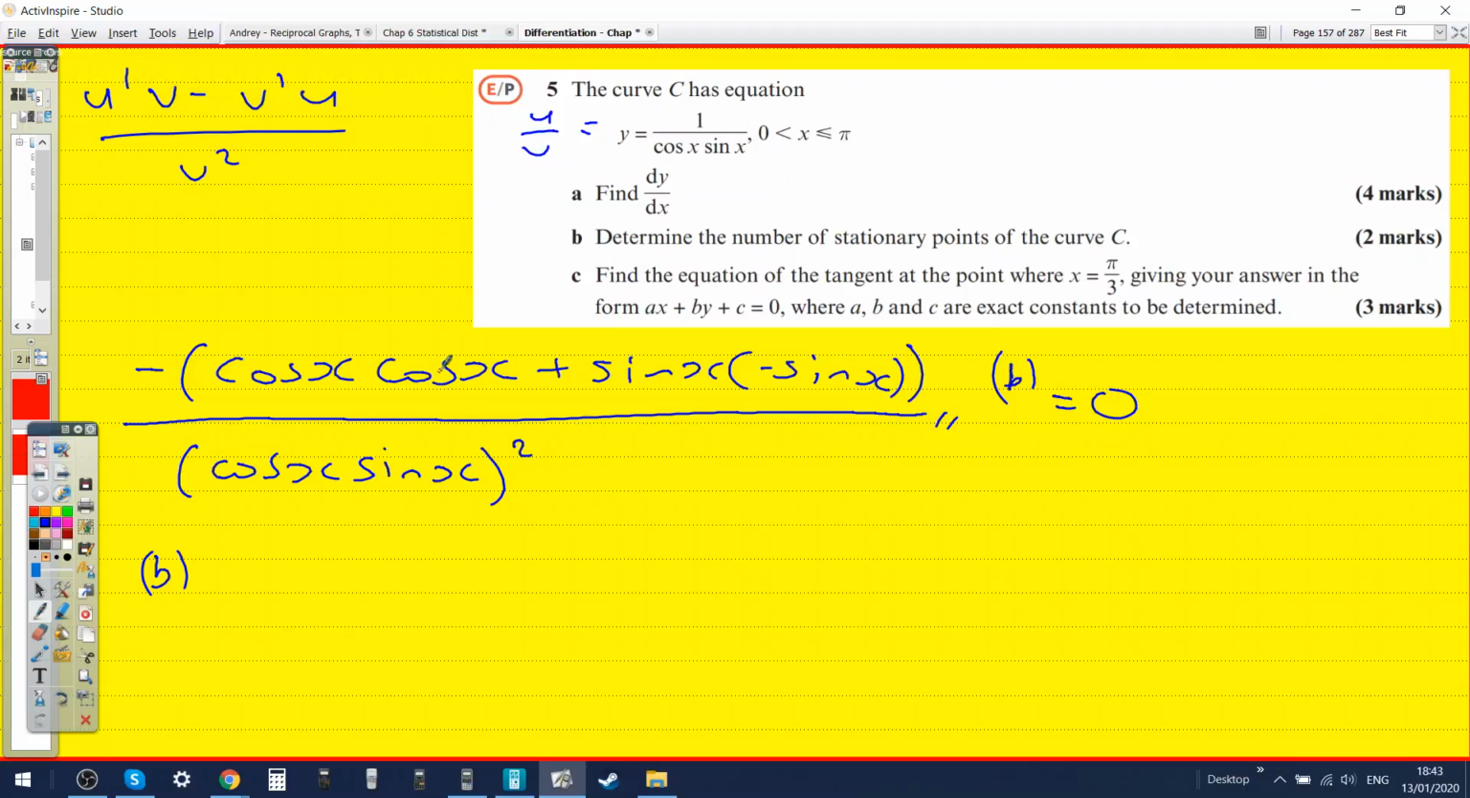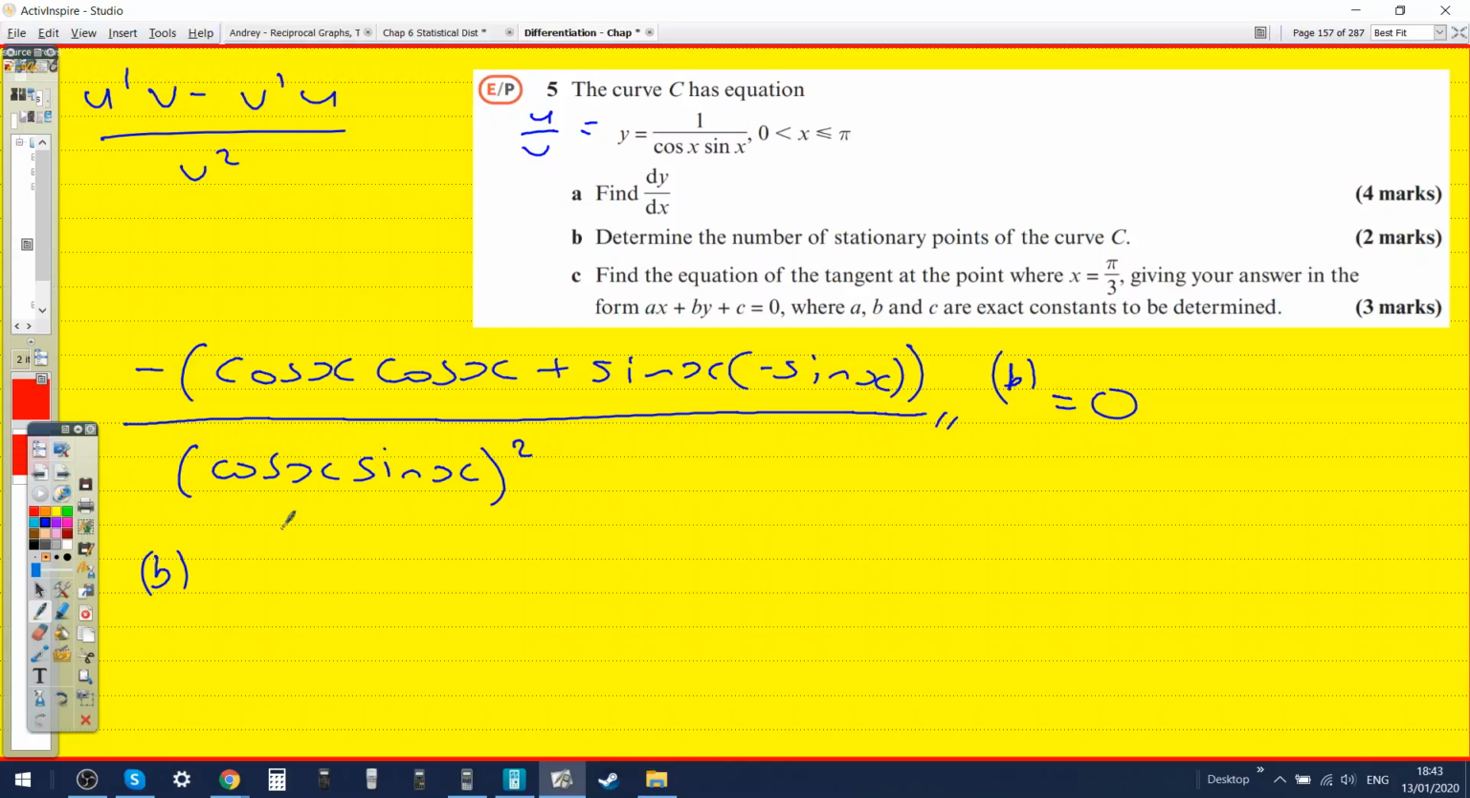Something divided by something equals 0. What does that tell you? That the top is 0. If the bottom is 0, it's undefined, right? Does that mean that it doesn't exist? Or what does it mean? It's undefined. Can't define it. You can think of infinity if you like. It's something like that.